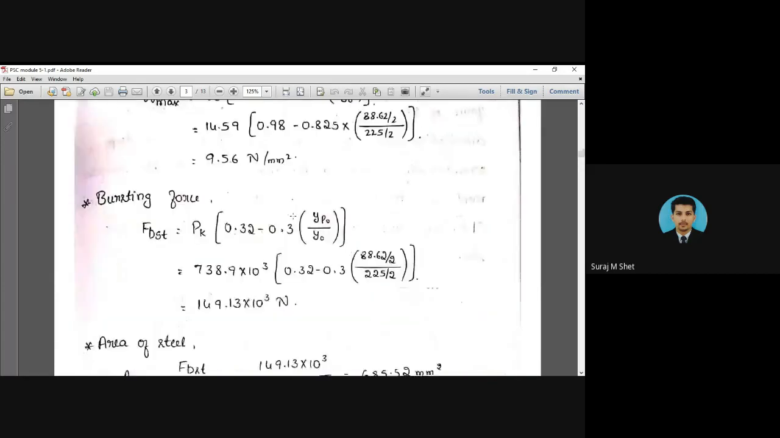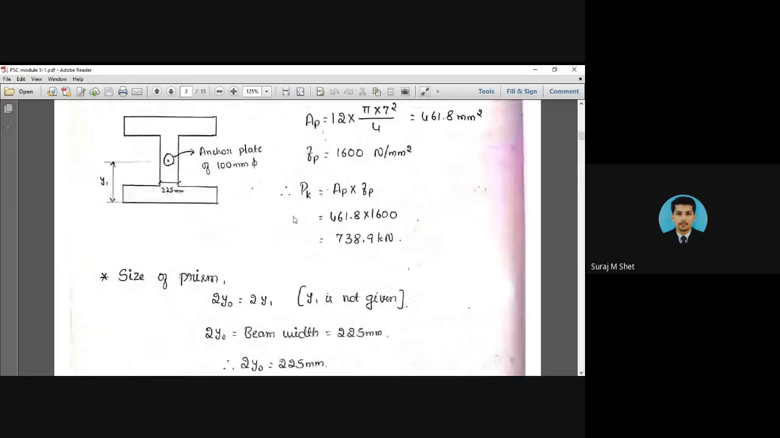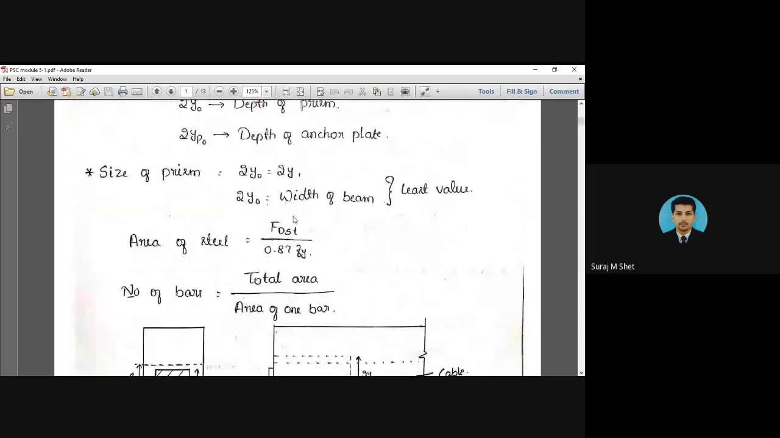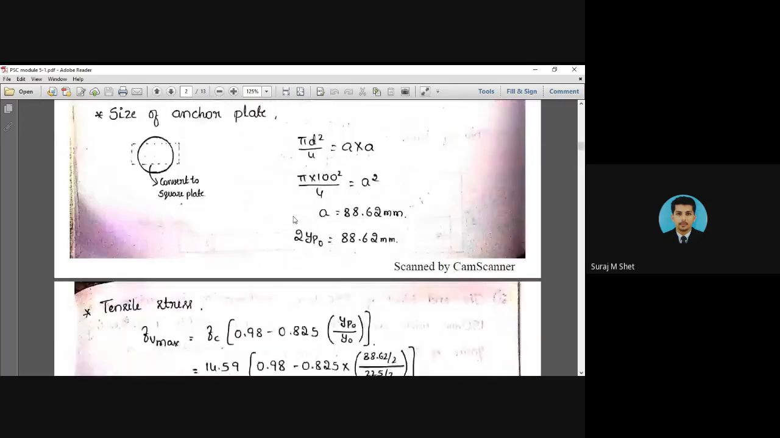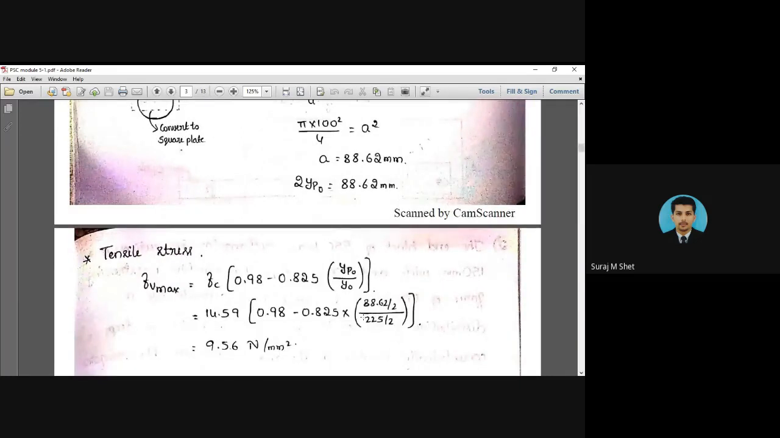This is a simple problem in module 5. It's a very simple problem. You can easily understand this problem. Okay, any doubt you can ask me personally.